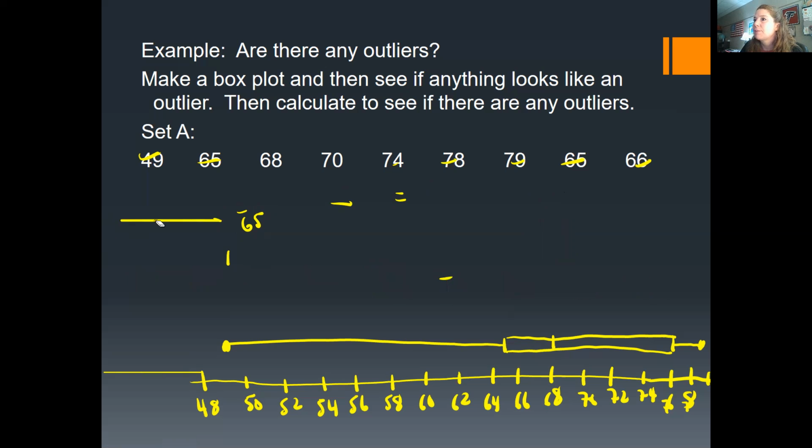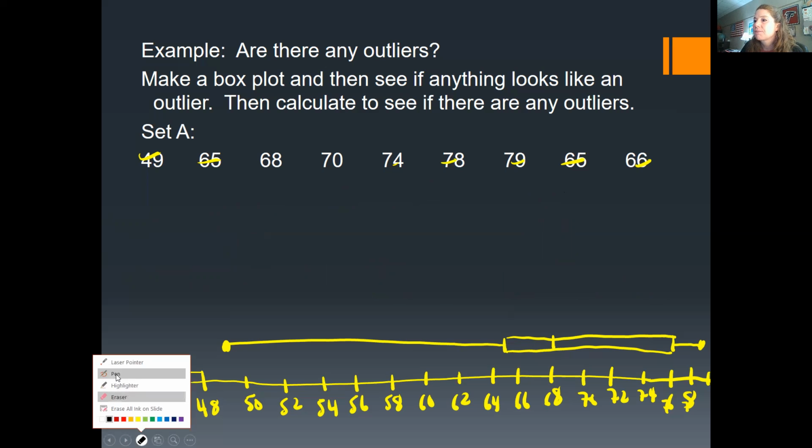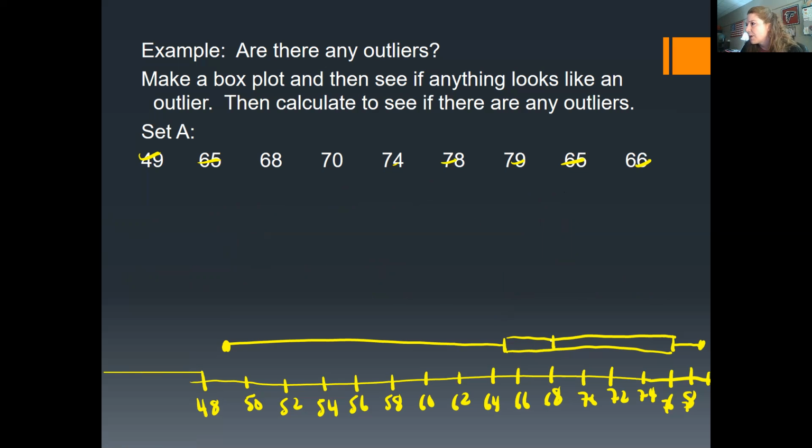All right, now do you remember the steps? You take our interquartile range and multiply it by 1.5. Our interquartile range was, what was it again? 76 minus 65. Our interquartile range is 11, and we multiply 11 times 1.5. 11 times 1.5 is 16.5.